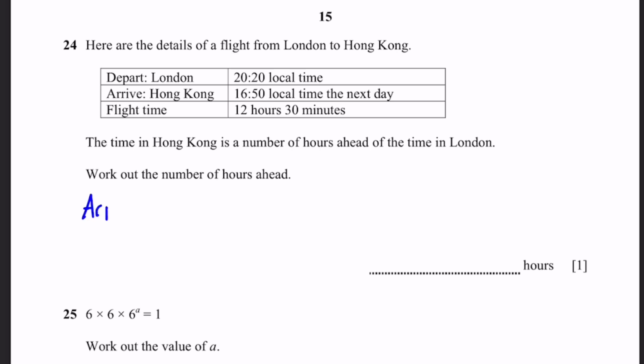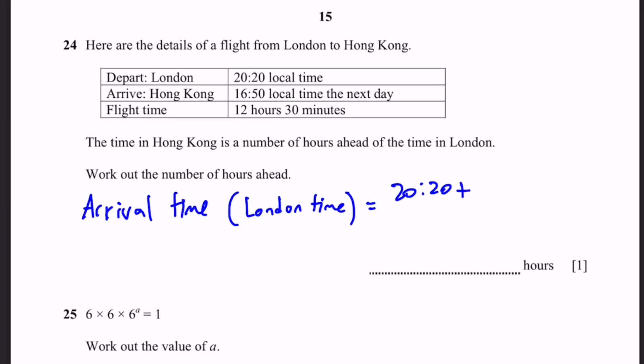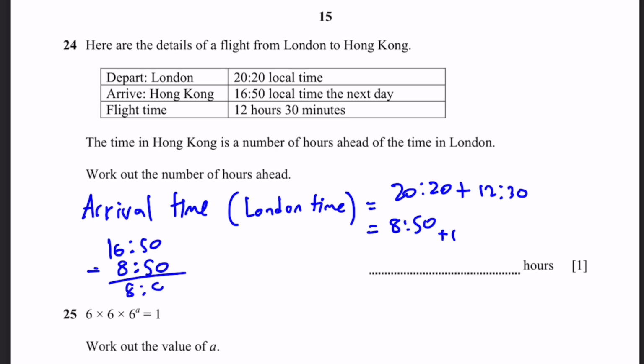So the arrival time in London time is equal to 20:20 plus 12:30, because it is 12 hours 30 minutes. That'll be 8:50 plus 1, which means the next day. But then it's given as 16:50, which is 4:50 p.m. So the number of hours ahead will be 16:50 minus 8:50, which is equal to 8 hours, and there are no minutes, so it's just 8 hours ahead.